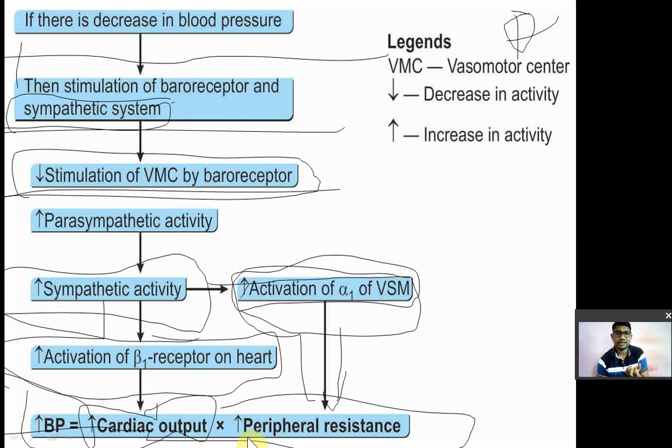pressure. Now if there is a decrease in the peripheral resistance there is a decrease in the blood pressure. If there is a decrease in the cardiac output, there is a decrease in the blood pressure. So that's how this baroreceptor mediated mechanism acts. Okay. So VMC means vasomotor center.